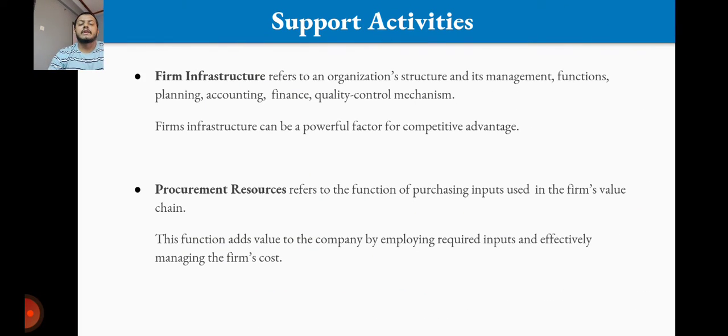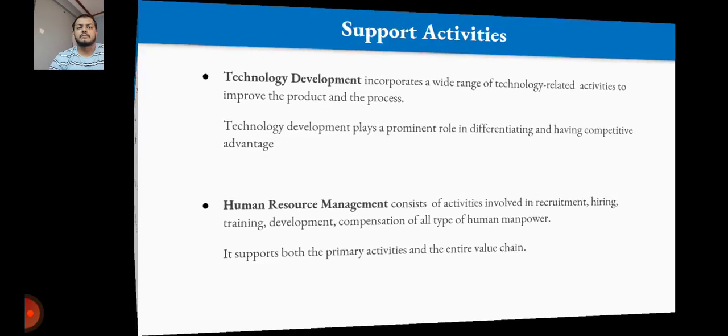Support activities are firm infrastructure, procurement, technology development, and human resources management. Firm infrastructure refers to the organization structure and its management functions: planning, accounting, finance, quality, and control mechanisms. Firm infrastructure can be a powerful factor for competitive advantage. Procurement refers to the function of purchasing inputs used in the firm's value chain. This function adds value to the company and requires effective management of the firm's cost.